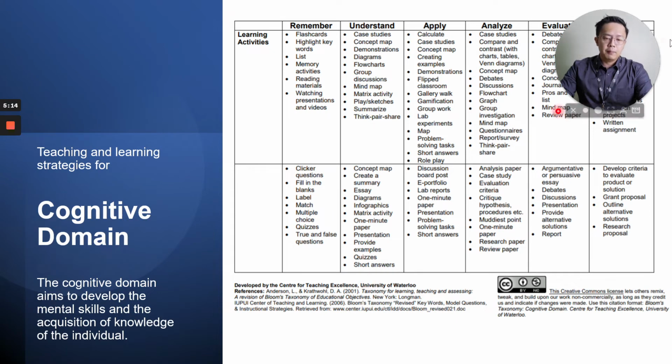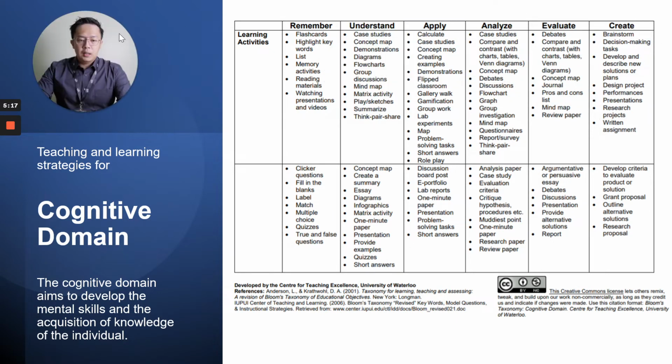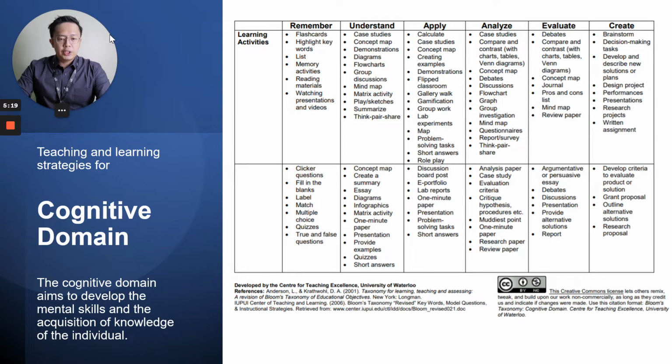Yeah. So this table also shows you some of the suggested teaching techniques that you can use to cover each level of the learning domains over here. Anyhow, for the cognitive domain, the main focus is to develop the mental skills and the acquisition of knowledge of the individual. For example, if you want to demonstrate understanding, like what we have shown just now, the techniques that you can use, for example, are a concept map to create a summary. You can ask the students to write an essay. You can use a diagram or infographic, or a 1 minute paper presentation. So ask them to present their idea to show that they have understood.